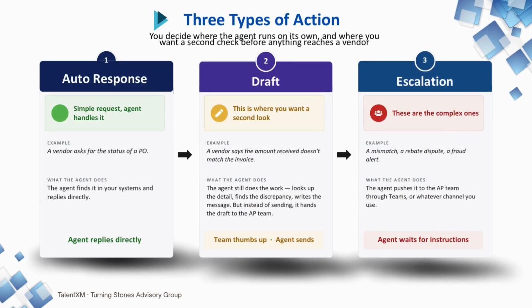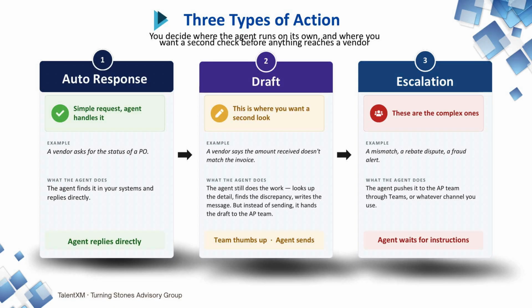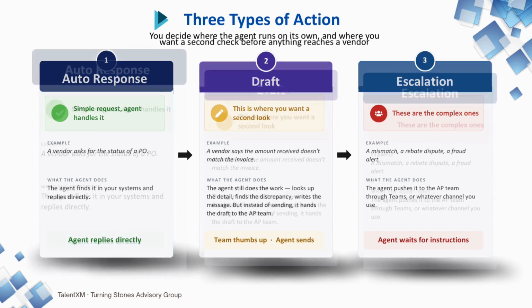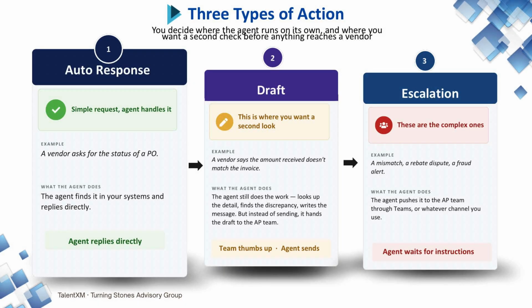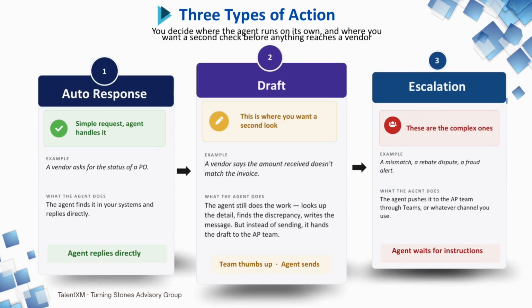There are 3 types of action the agent can take, and you have full control over how you categorize them. You decide where the agent runs on its own, and where you want a second check before anything reaches a vendor. Auto response, simple request, agent handles it. Example: the vendor asks for the status of the PO. What the agent does, the agent finds it in your system and replies directly.